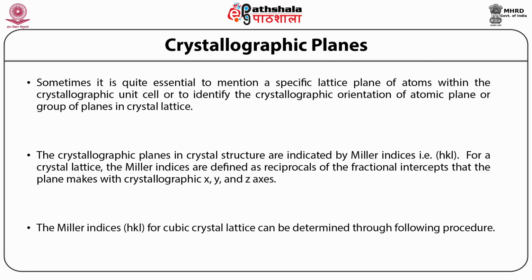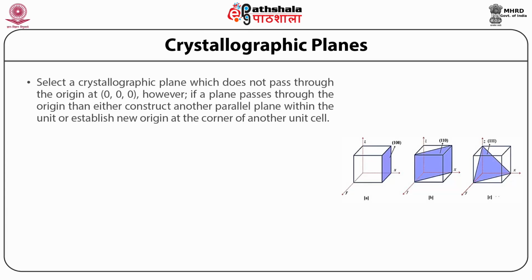The Miller indices HKL for a cubic crystal lattice can be determined through the following procedure. First, select a crystallographic plane which does not pass through the origin at 0, 0, 0. However, if a plane passes through the origin, then either construct another parallel plane within the unit cell, or establish a new origin at the corner of another unit cell.